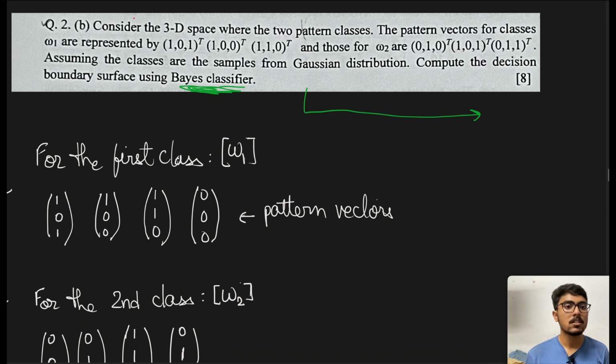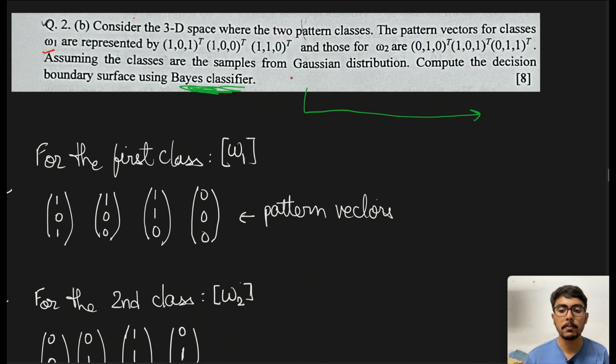We consider a 3D space where two pattern classes are there. The pattern vectors for class omega 1 are represented by 1 0 1, 1 0 0, 1 1 0, and one more is there, which I have mentioned below. Those for omega 2 are 0 1 0, 1 0 1, 0 1 1, and one more is also there. Assuming the classes are samples from a Gaussian distribution, compute the decision boundary surface using the Bayes classifier.